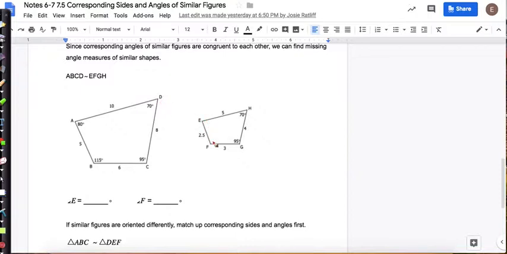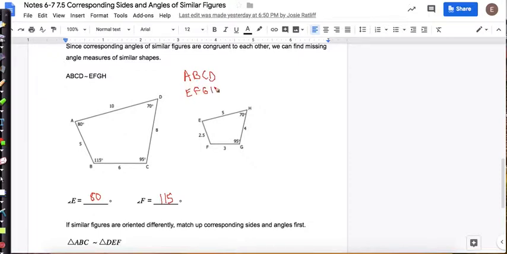So here, ABCD, and then EFGH. They're oriented the same way. So we could just look here. Angle E matches up with this angle here. So if angle A is 80, that means angle E is also 80. And angle F, so find angle F, matches up with what angle over here? It matches up with angle B, which is 115 degrees.